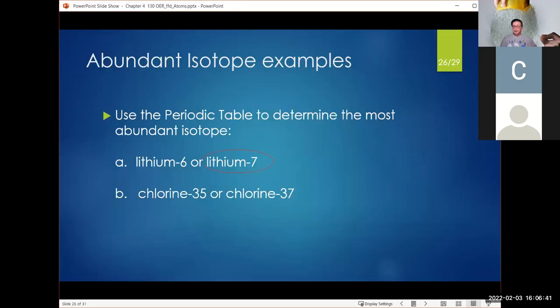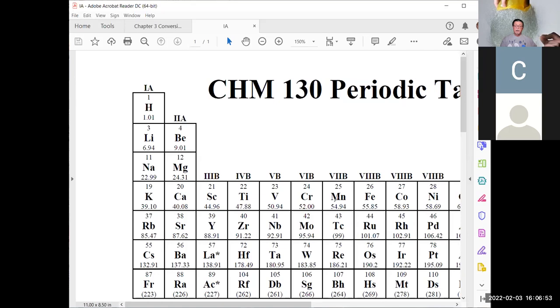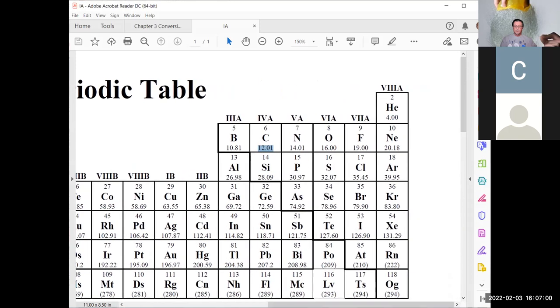That is correct, okay. I do the same thing with chlorine. I'm going to bring up the periodic table again. Notice chlorine, not chloride. Chlorine is way over here, okay?